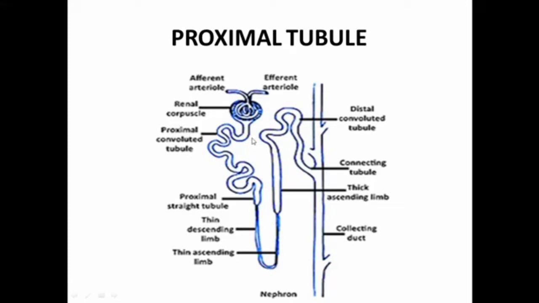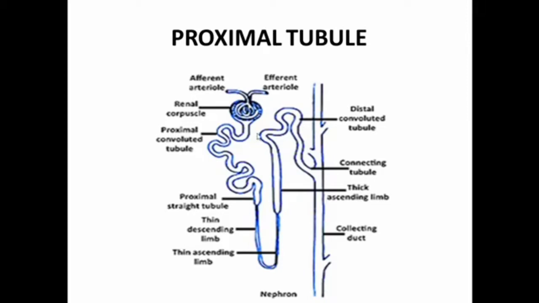Now the length of this proximal convoluted tubule is about 14 millimeter, and its diameter is about 60 micrometer. It is the longest and most tortuous part of the nephron, and it occupies most of the space of the renal cortex.